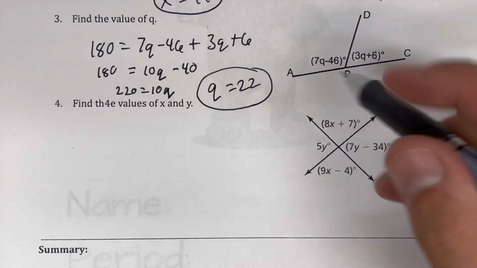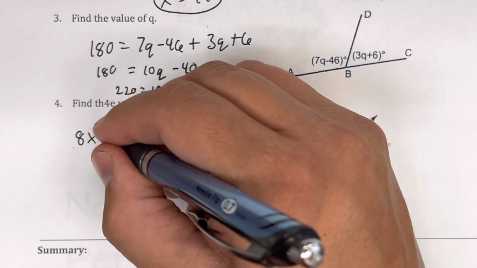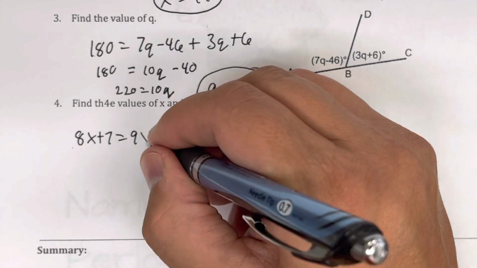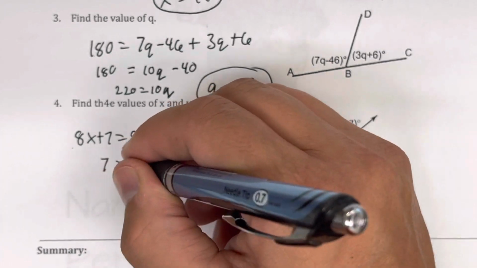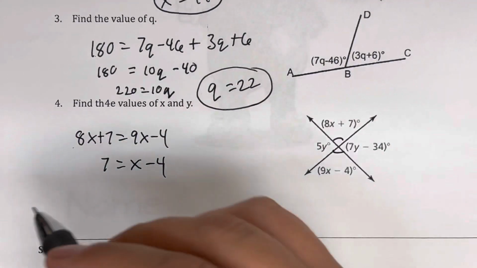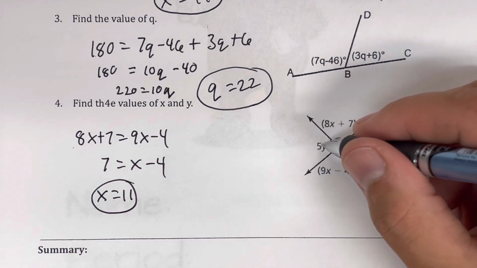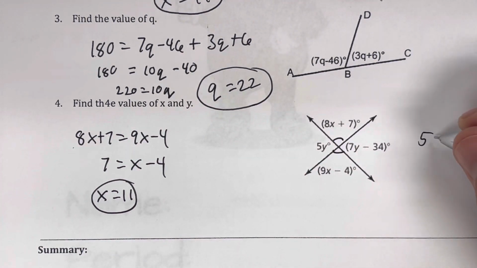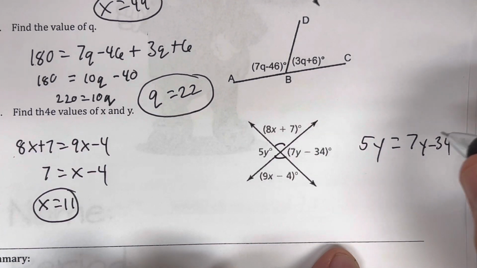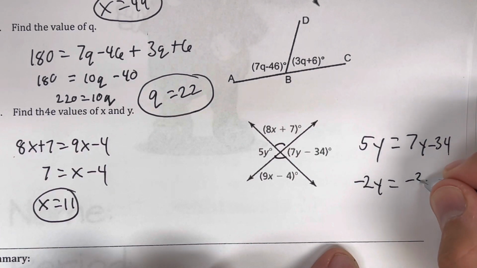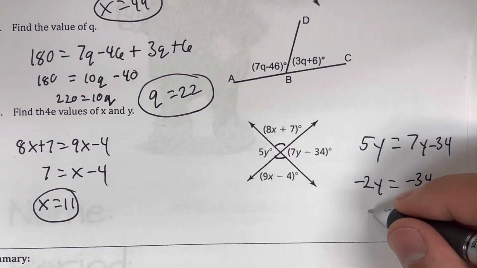And finally, our x again. Vertical angles are congruent. Putting a tick mark in, so 8x plus 7 has to equal 9x minus 4. And then we could solve that. So I will subtract 8x and get 7 equals x minus 4. Got our 4, x is equal to 11. And for the y's, let's see here. These two also are vertical angles, so they're congruent. So 5y equals 7y minus 34. Subtract our 7y, negative 2y equals negative 34. And 34 divided by 2, negative divided by a negative, gets me a positive 17.